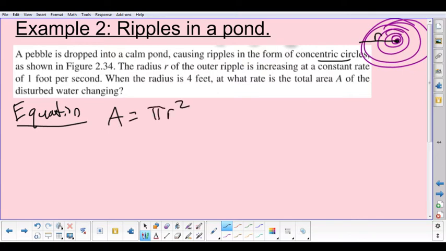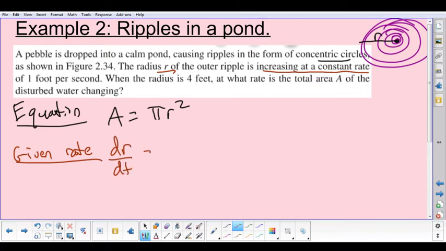So there's my equation. Now, what is my given rate? I'm given some information in the second sentence: the radius r of the outer ripple is increasing at a constant rate. So there's your radius r increasing at 1 foot per second. There's your hint. r is the variable, so dr/dt is increasing at 1 foot per second. We're going to say 1.